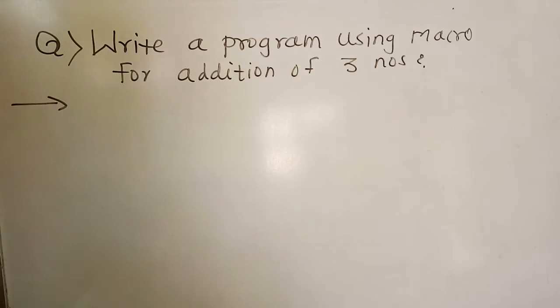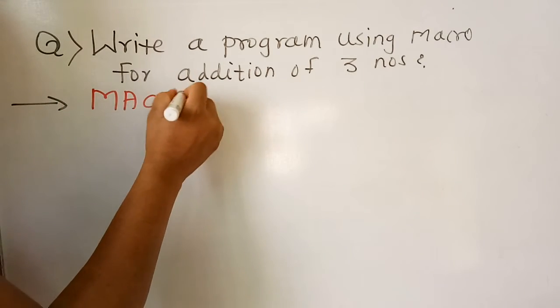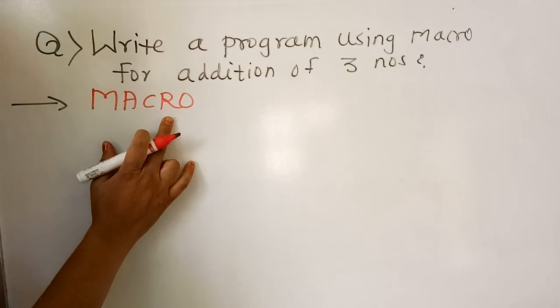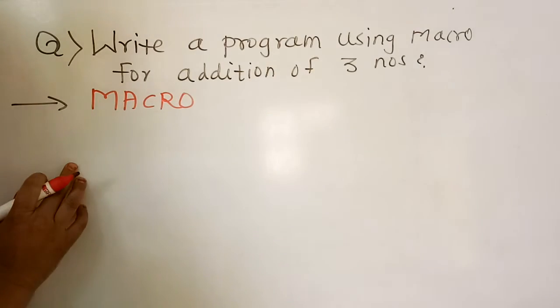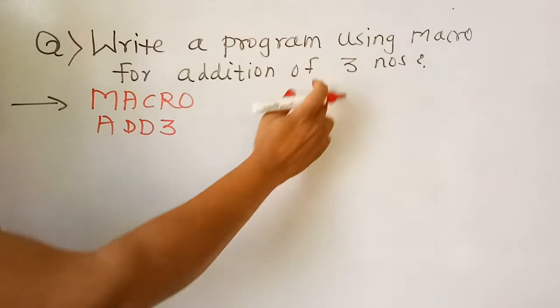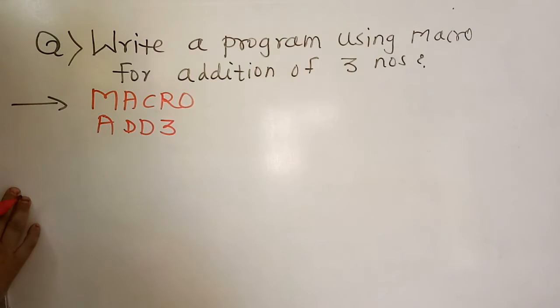While solving this problem, I am giving you the structure and the mechanism of writing the macro program. So what is the first point? Like different programming languages, where you write header files, here you have to write the macro. Then you have to write the program name. Suppose it is addition of three numbers, I will give the meaningful name, that is add 3.